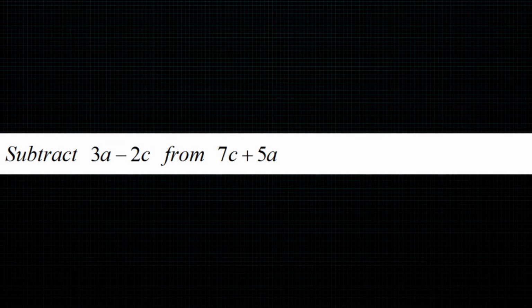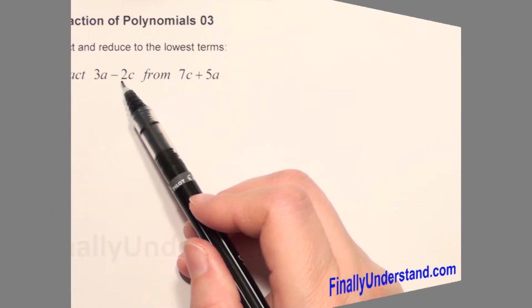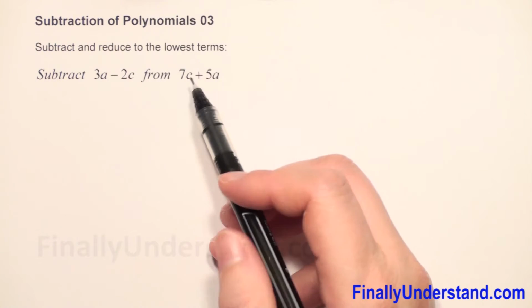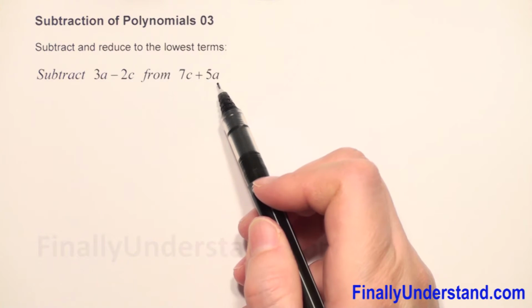We have subtraction of polynomials. We have to subtract 3a minus 2c from 7c plus 5a.